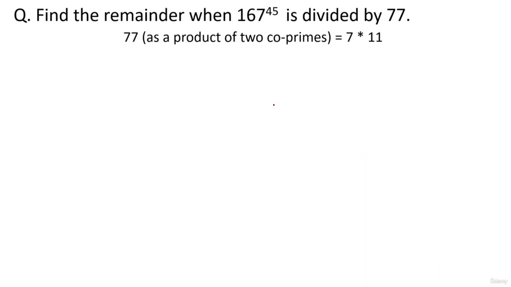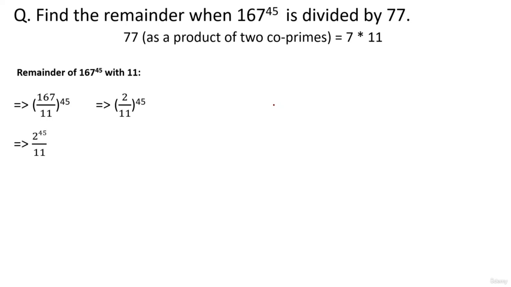तो हम लोग पहले 7 से रिमाइंडर फाइंड करेंगे और फिर 11 से रिमाइंडर फाइंड करेंगे and then apply Chinese remainder theorem. Okay, so let's start. Remainder of 167 raised to 45 with 11. पहले ये फाइंड करते हैं. Okay, so guys 167 का रिमाइंडर 11 से कितना आएगा? 11 1 is 11 और उसके बाद 11 5 is 55, रिमाइंडर 2 आएगा, right? So it is basically 2 raised to 45 divided by 11. उसका रिमाइंडर हमें चाहिए, right?